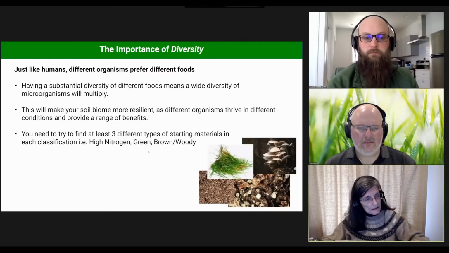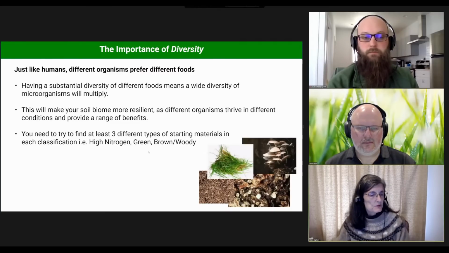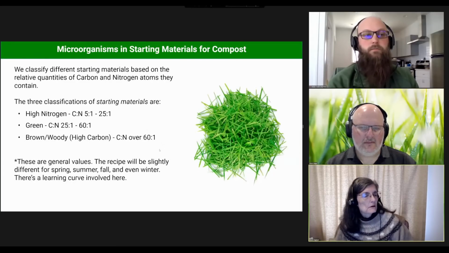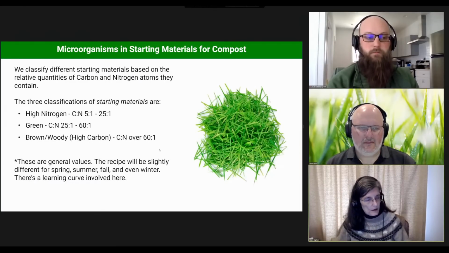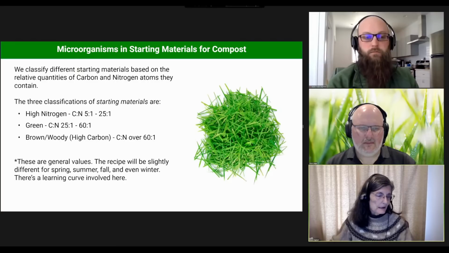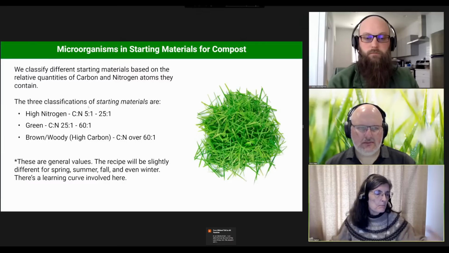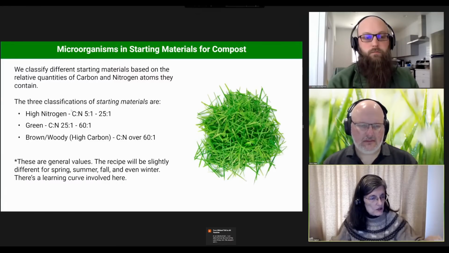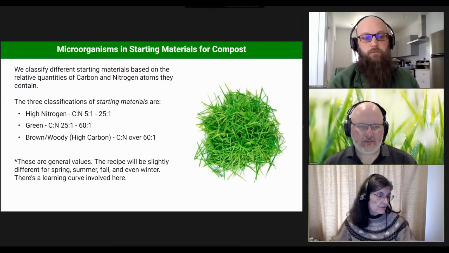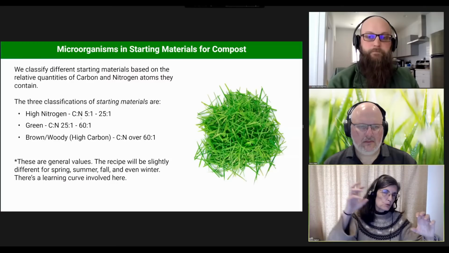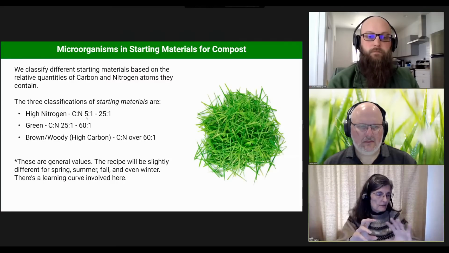So when we're making compost, 3 different types of starting materials. Next slide, please. High nitrogen, green, and brown, or I always say woody. So high in carbon when we're looking at the brown woody. When we're dealing with high nitrogen, you have very narrow ratios of carbon to nitrogen, around 5 carbons for 1 nitrogen. So think of a carbon molecule sitting there. You've got to have at least 1 nitrogen for each 5 carbons.